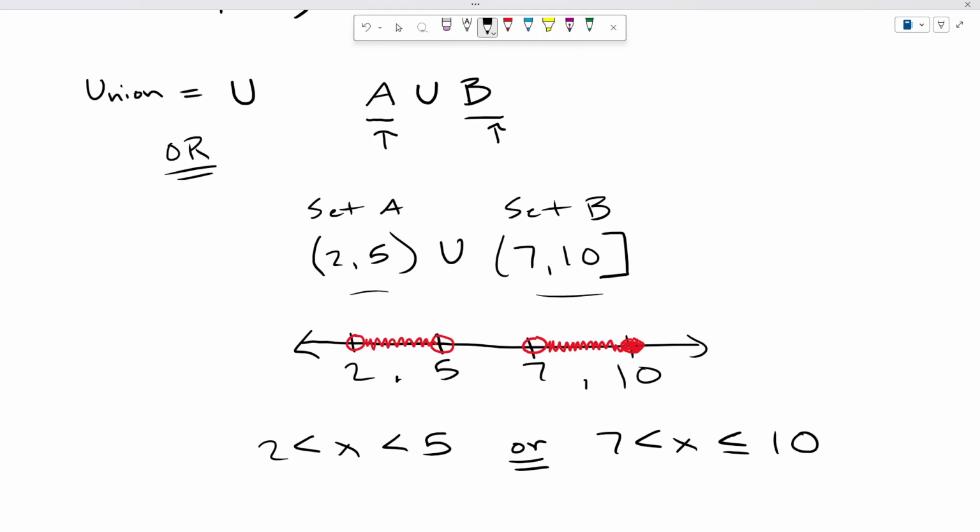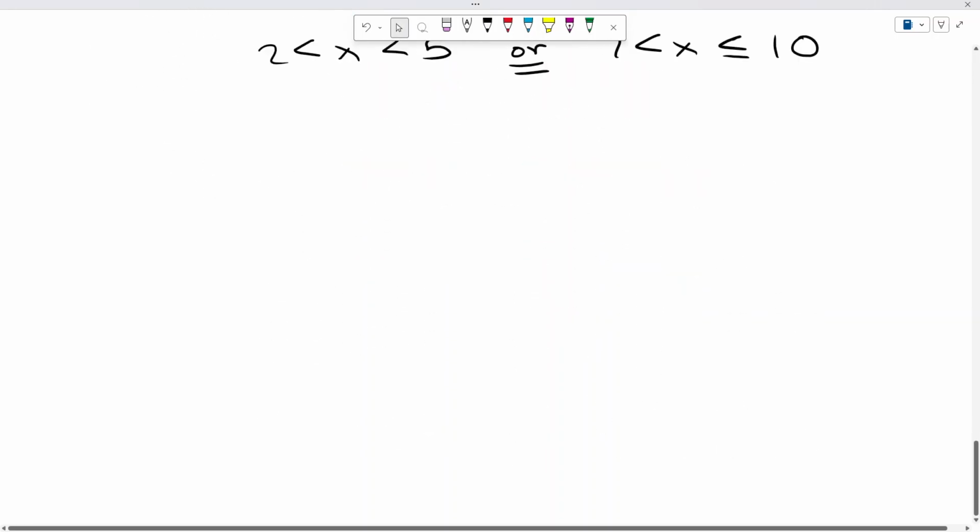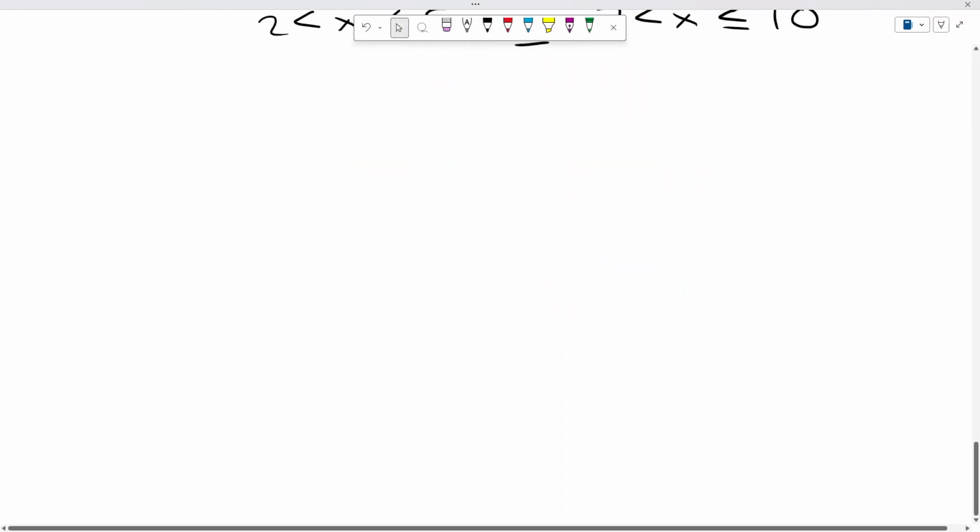So again, think of this. When you see union, think of or. It could be set A, or it could be set B. All right? So I want you to think of when you see union, think of that as your OR operation for the values that make the inequality true. And now let's compare that to what's called the intersection.